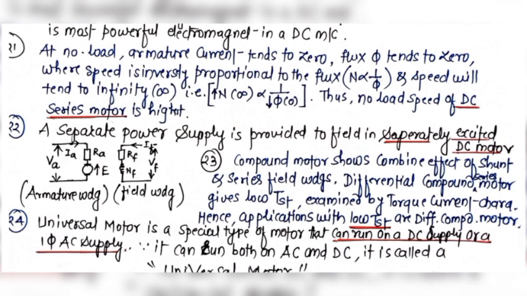A differential compound motor gives low starting torque, as examined by torque current characteristics. Hence, applications requiring low starting torque use differential compound motors.